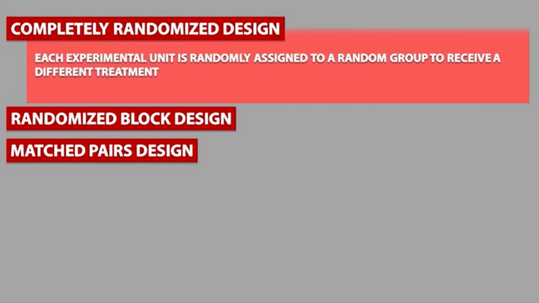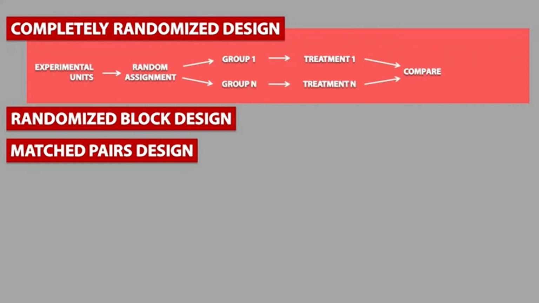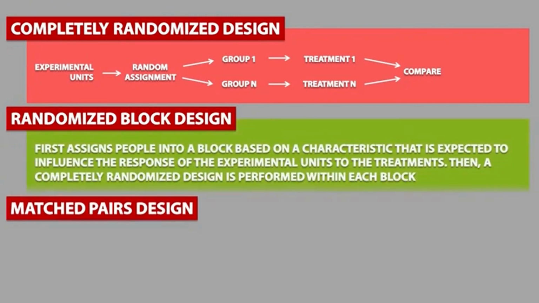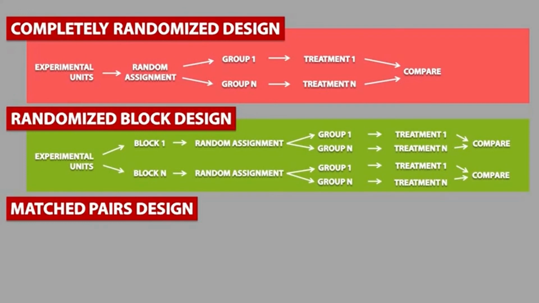In a completely randomized design, each experimental unit is randomly assigned to a random group to receive a different treatment. This is what the diagram would look like. Group N, or treatment N, means you can have any number of groups or treatments. A randomized block design first assigns people into a block based on a characteristic that is expected to influence the response of the experimental units to the treatments. Then, a completely randomized design is performed within each block. This is what the diagram would look like. Block N means that you can have any number of blocks that you want.